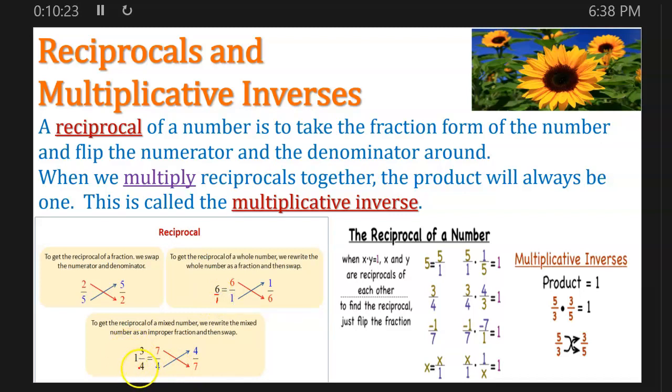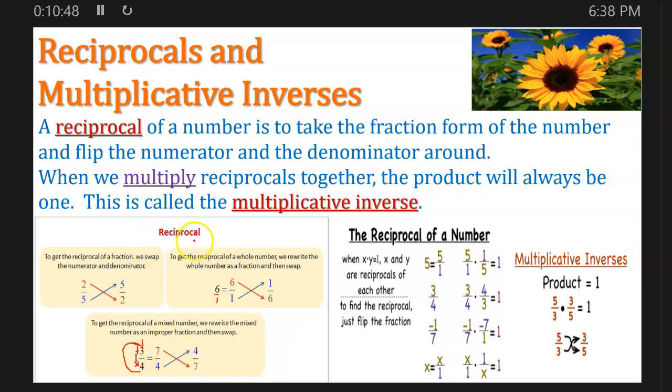1 3/4, we turn that into an improper fraction by multiplying. This is my little around the world strategy. Multiply and then add. So we're going from the bottom, going around the world. And when we do that, we end up with 4 plus 3, which ends up being a 7. And so 7/4, when I find the reciprocal, ends up being 4/7.